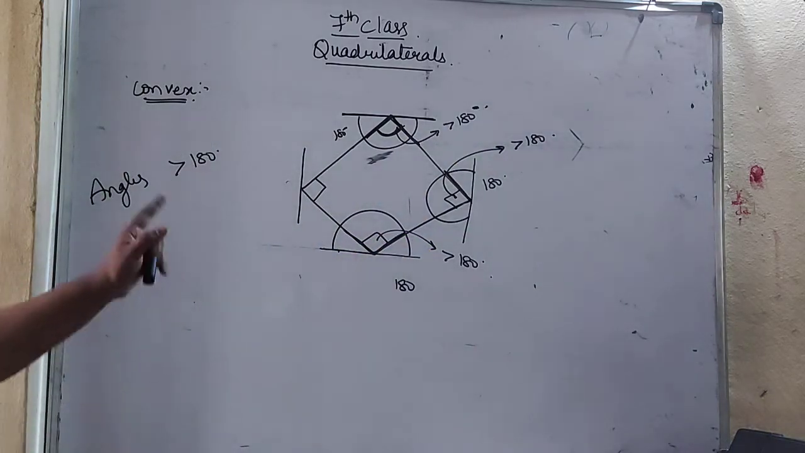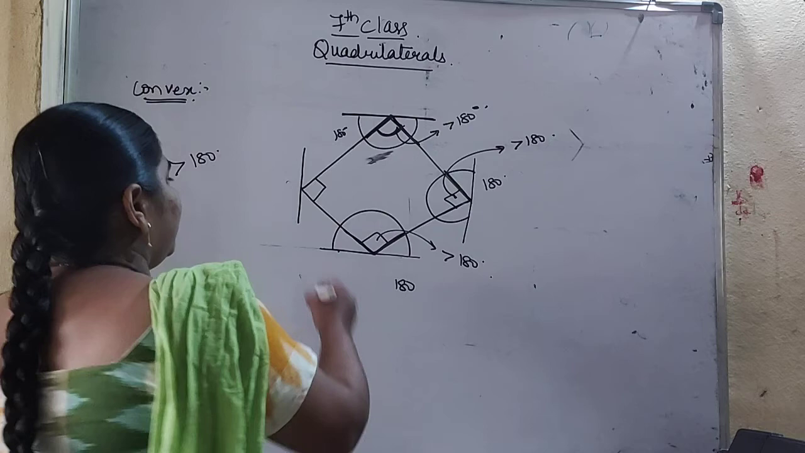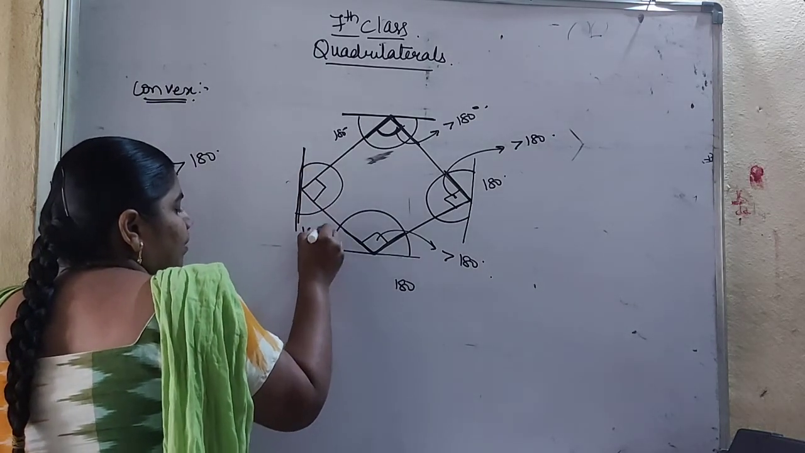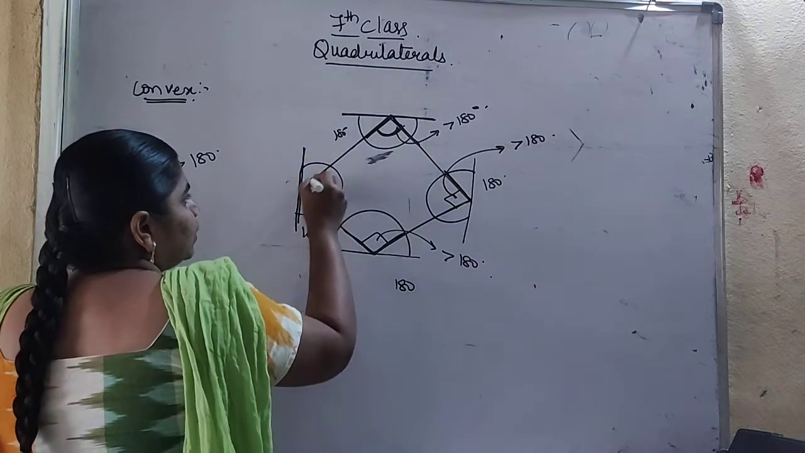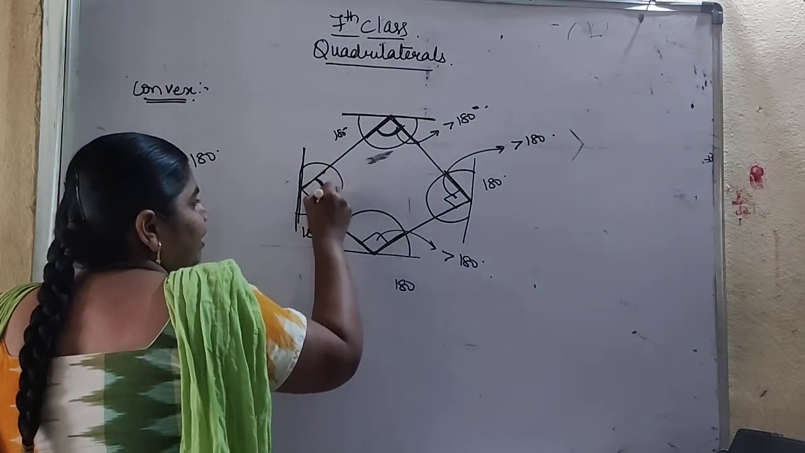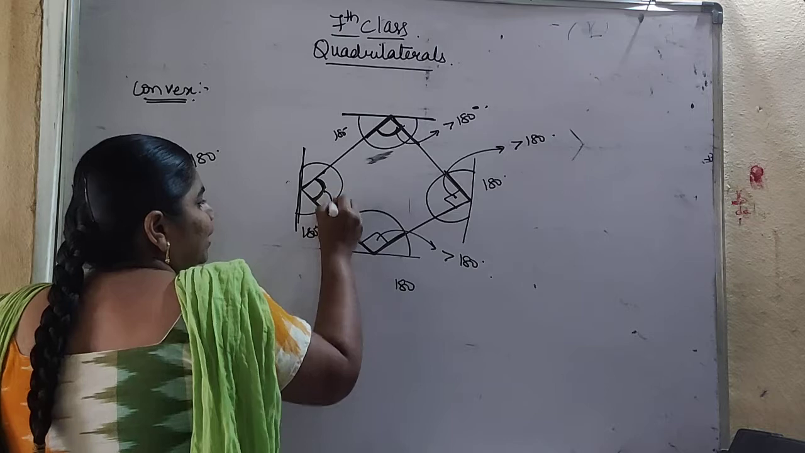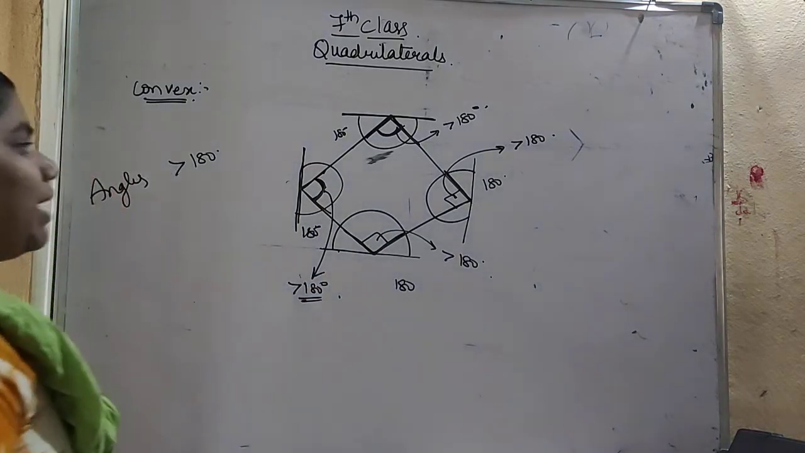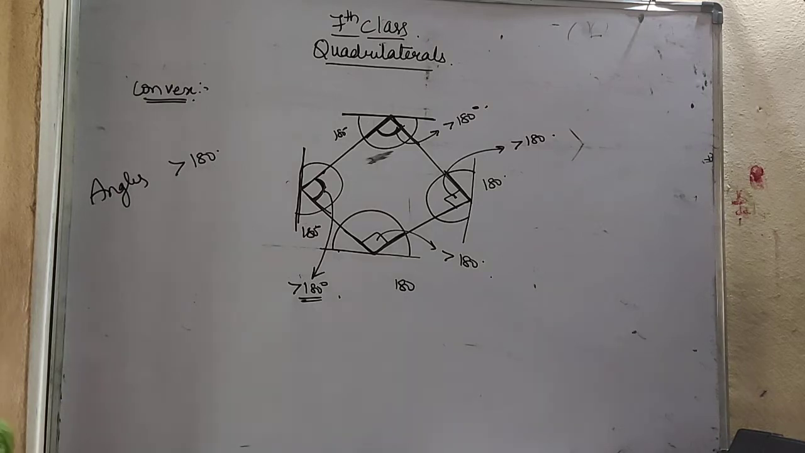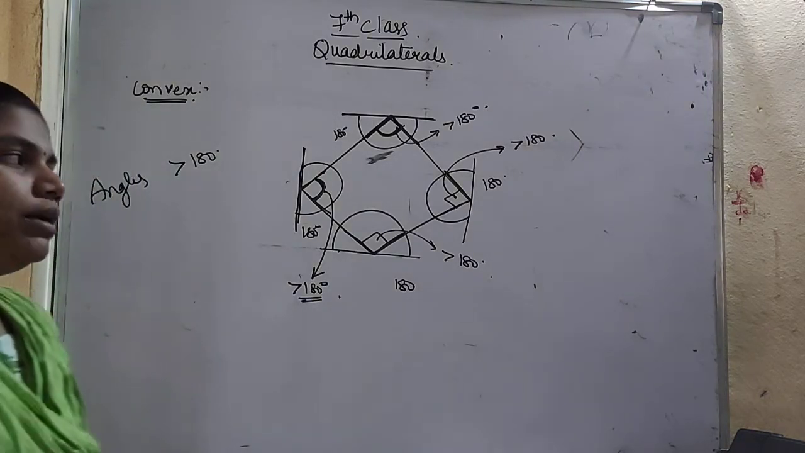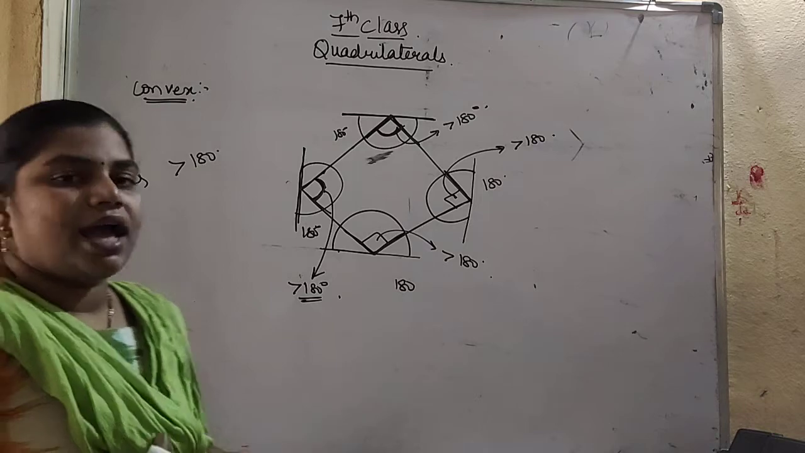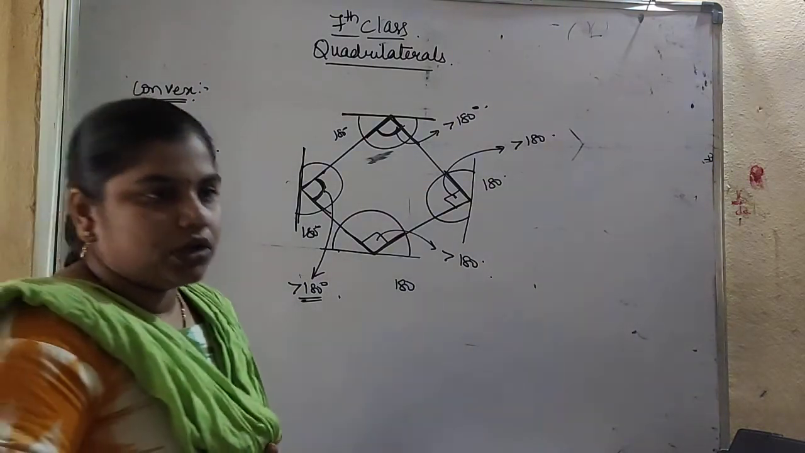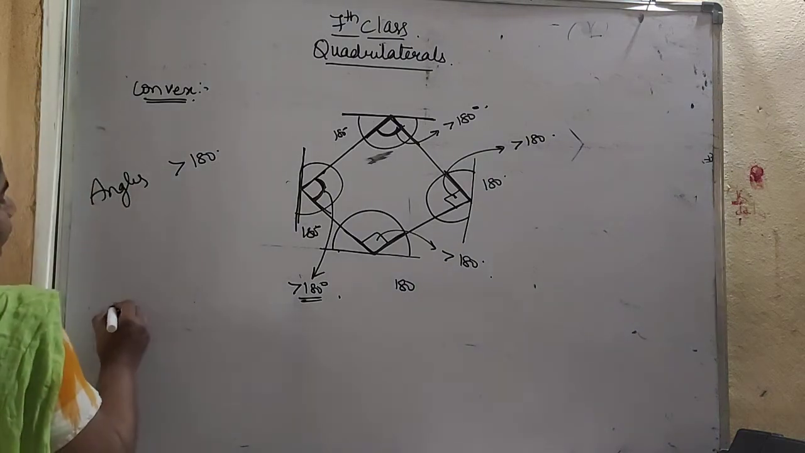If you take the last angle, what is the last angle? This one. This full angle is 180, but in the figure we are using only till this part. So this will be less than 180 degrees. So it can be any figure. What do you mean by convex? Convex is nothing but when all the angles are less than 180, we will call it a convex quadrilateral. So what about concave? We will see now.